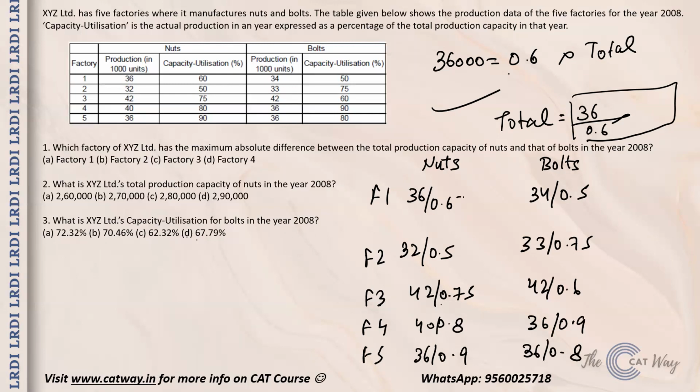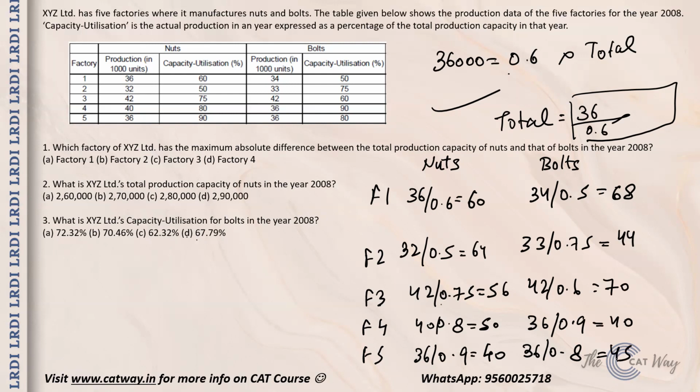Now let us get to the actual numbers. What we have is 60 over here, 64 over here, 56 over here, 50 over here, and 40 over here. Similarly, we have 68 over here, 44 over here, a 70 over here, a 40 over here, and a 45 over here.